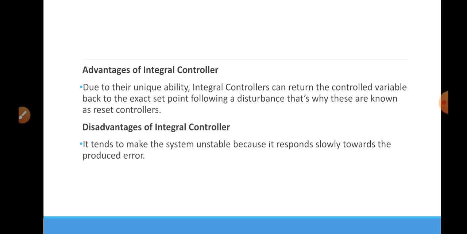Then the disadvantage of this integral controller is it tends to make the system unstable because it responds slowly. The response of these controllers is very slow, therefore they produce a lot of errors. So these controllers have some advantages and some disadvantages. Most of the time we combine them and use a combination of these controllers like PI, PD, PID.